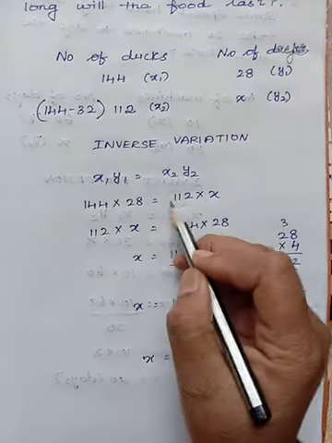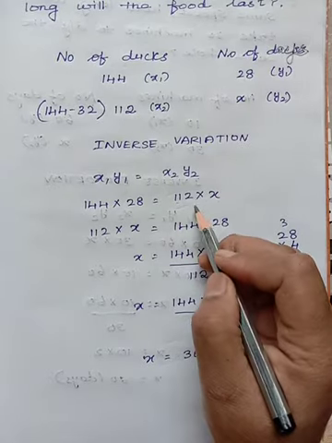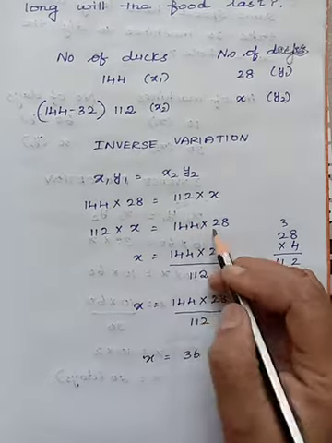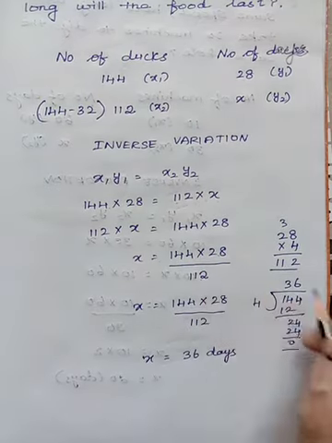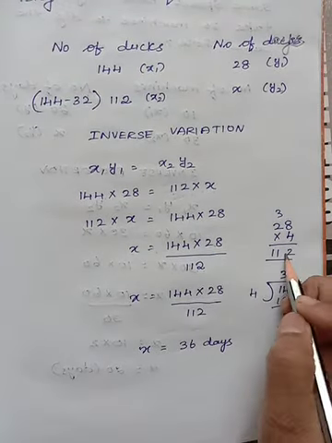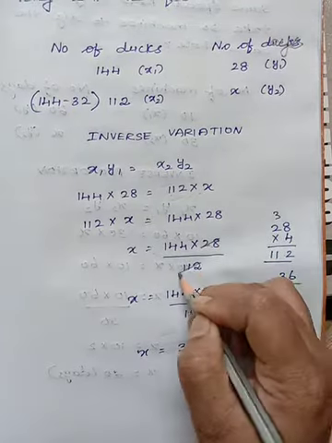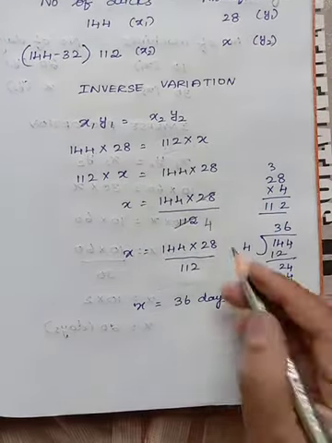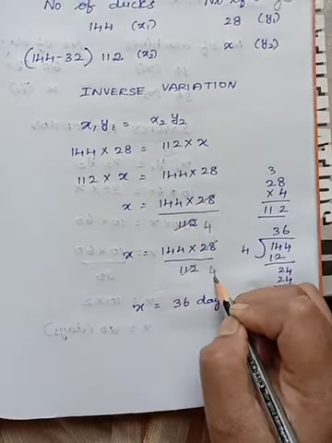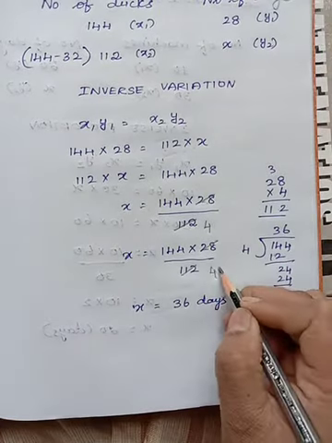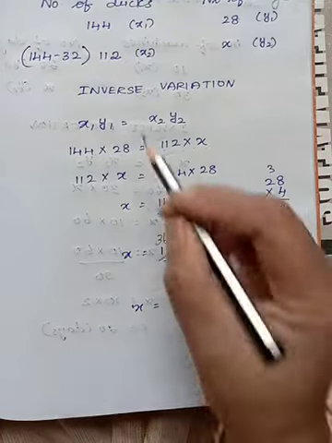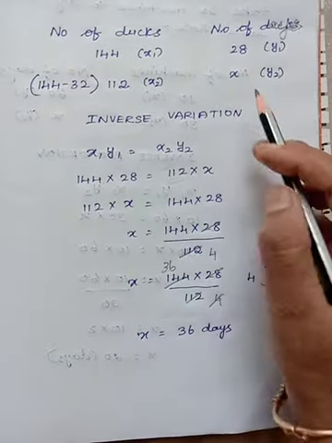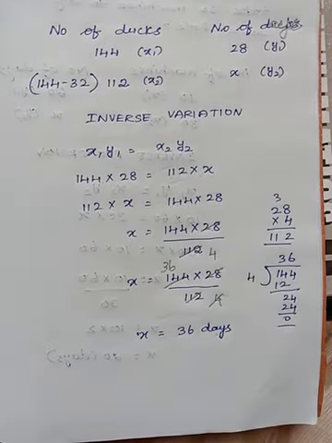So 144 into 28 equals 112 into x. The unknown value we write first and this one next. X equals 144 into 28 divided by 112. 28 into 4 gives you 112, so 28 divides this number 4 times. 4 divides 144, 36 times. So 36 days. For 112 ducks, the same food can last for 36 days.